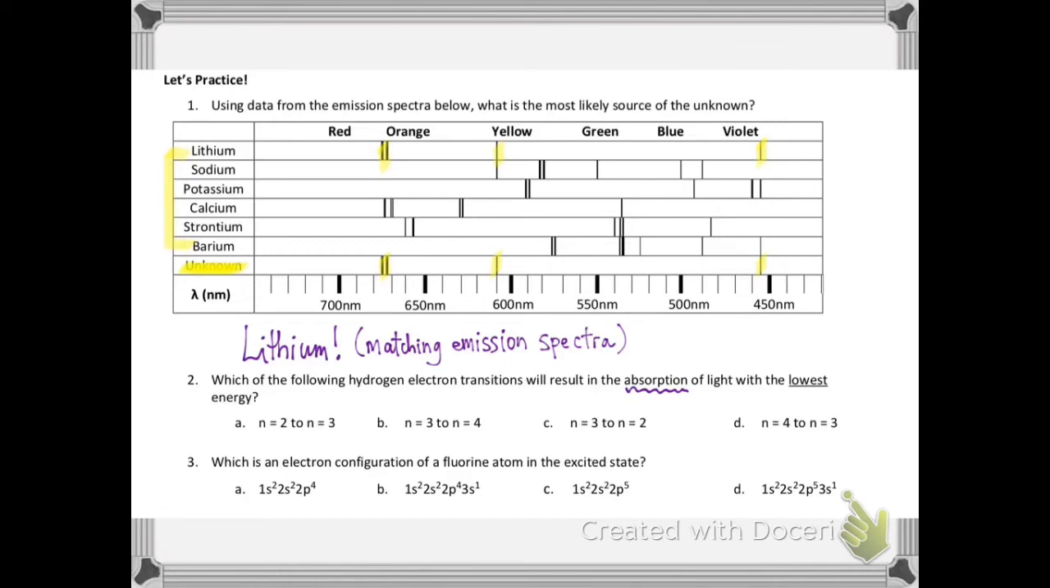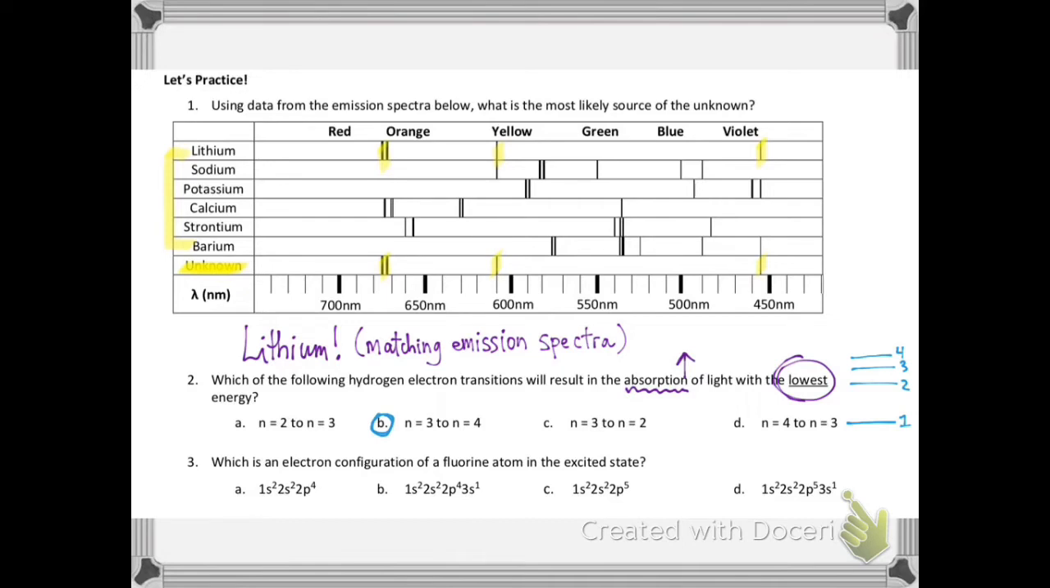For question number 2, notice it says absorption. So we want something jumping up, which means if you're absorbing energy, you're jumping to a higher energy level. But we want something that would have the lowest amount of energy being absorbed, which means this is where you have to remember that as you get further from the nucleus, your main energy levels get closer and closer together. Thus, they require less and less energy for something to transfer between them. So in this case, the lowest energy absorption is going to be the transition furthest from the nucleus, but still jumping up because you absorbed energy.